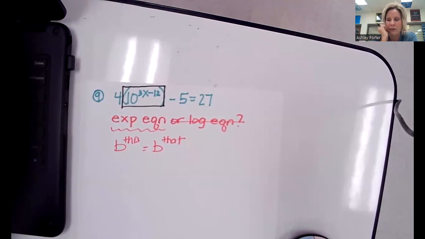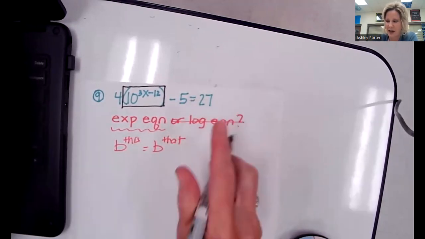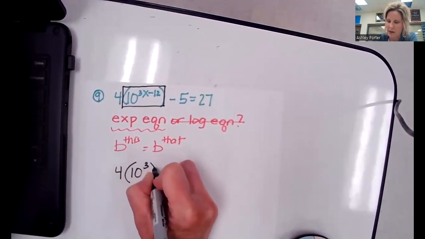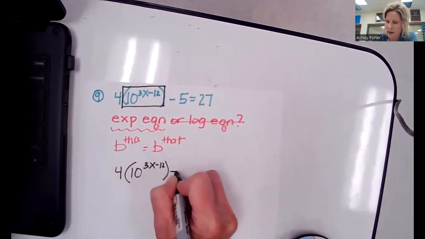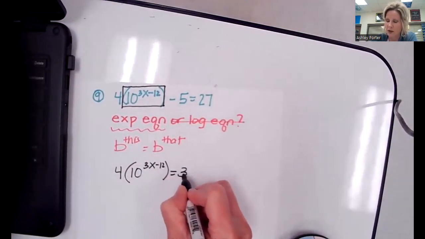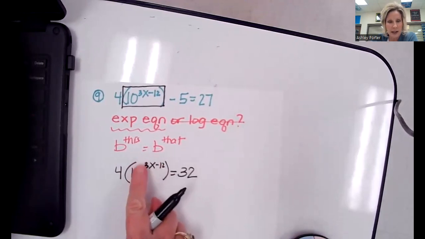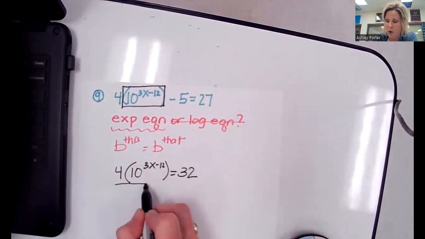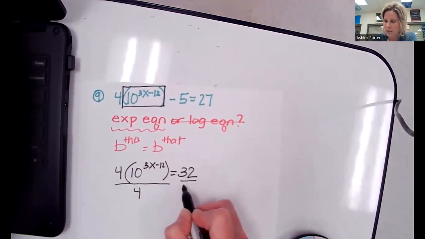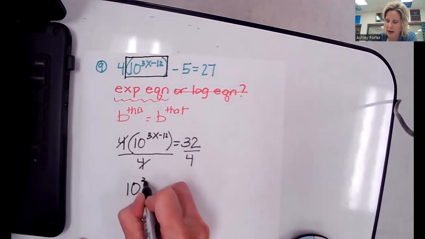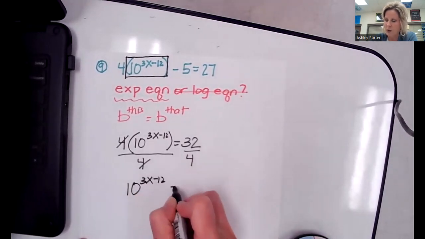So what do I do? Add the 5 to the other side. So I'm going to say 4 times the exponential piece equals 27 plus 5, which is 32. I still need the 10 to the 3x minus 12 to be by itself. So divide by the 4. So 10 to the 3x minus 12 equals 8.